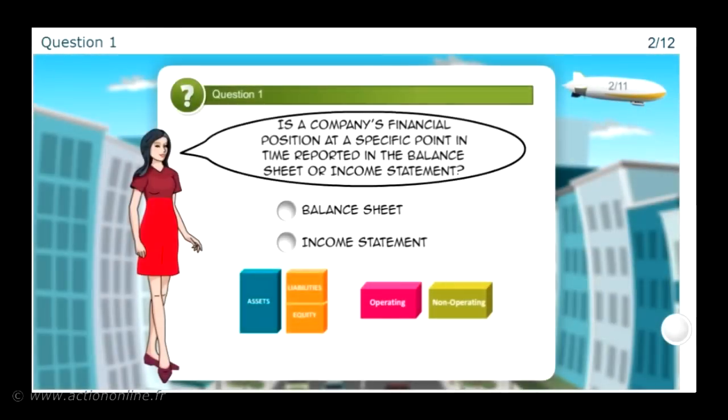Answer the following question. Is a company's financial position at a specific point in time reported in the balance sheet or income statement? Congratulations, that's the right answer. The elements of the balance sheet, assets, liabilities, and equity show the financial position of a company at a given point in time, while the revenue and expenses in the income statement show the company's financial performance over a period of time.